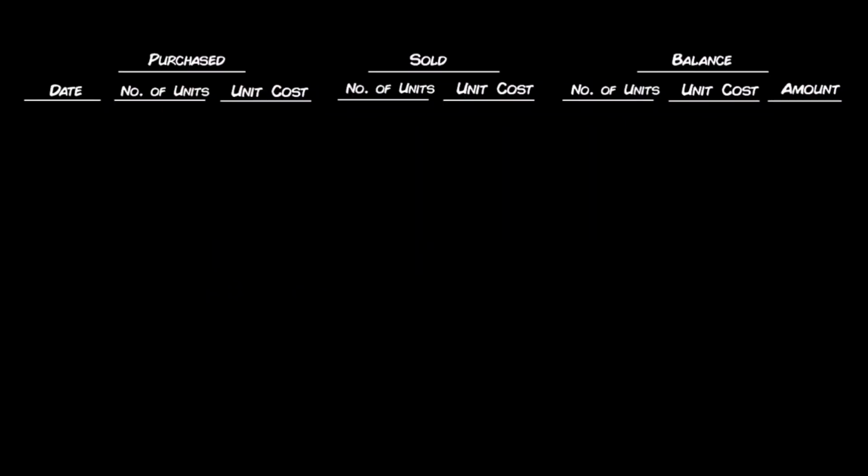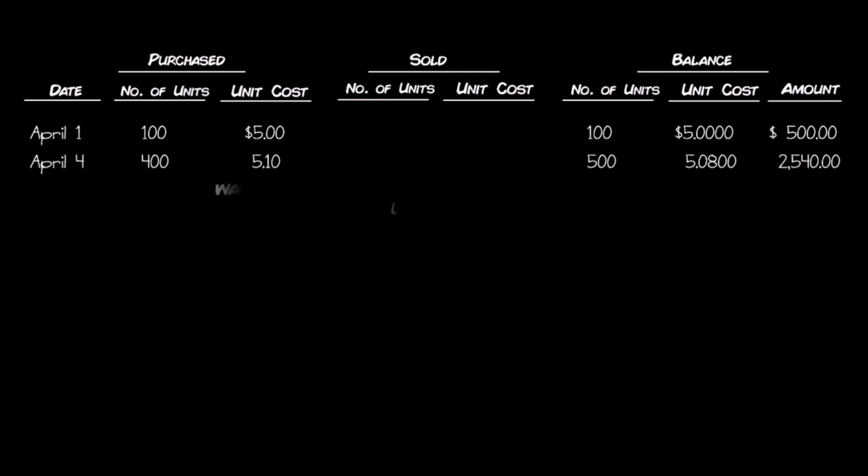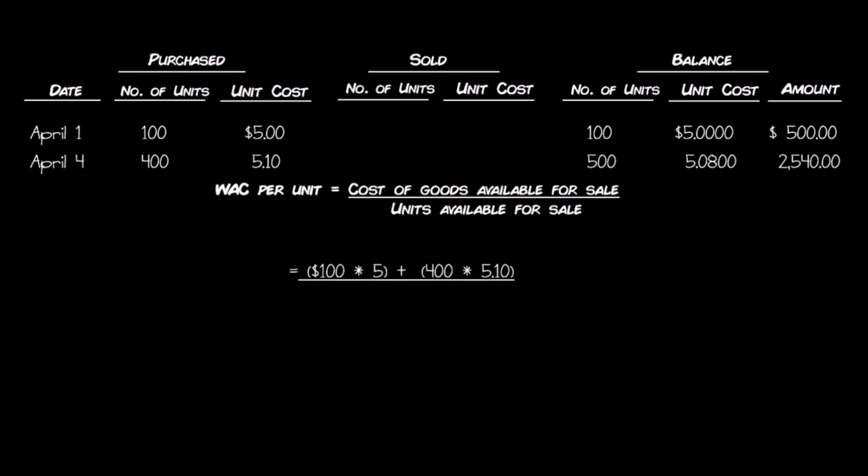In the problem, we get the value of the cost available for sale by adding the inventory on April 1, which is 100 units times the $5 unit cost, and we add the purchase on April 4, which is 400 units times $5.10. So we add $500 and $2,040, which is $2,540, divided by the total units available for sale, which is 500. So we get the average cost per unit, which is $5.08.